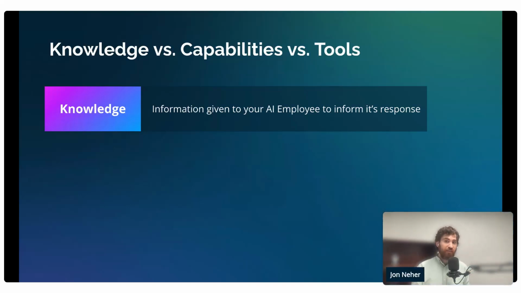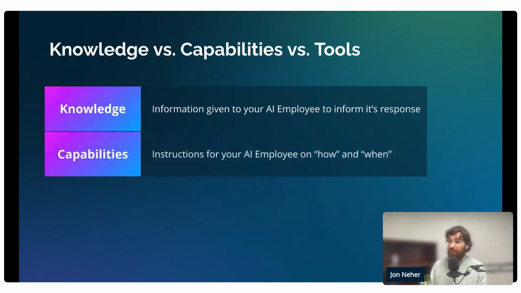So the knowledge base is a way of getting your AI to pull up a specific piece of information and reference it, as opposed to taking a guess of which piece of information it should reference. Now, I'm saying reference and inform its response a lot here because, in comparison, capabilities are instructions for your AI employee on how to act and when they should act in certain ways.